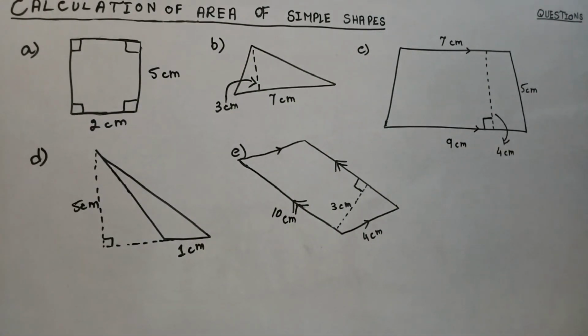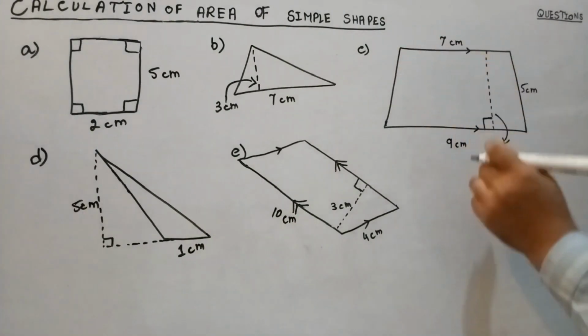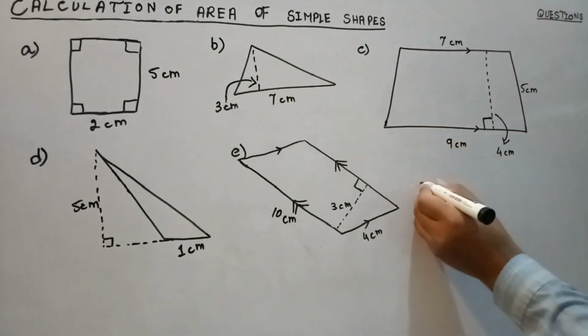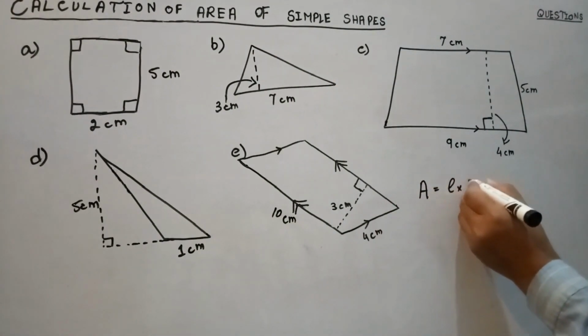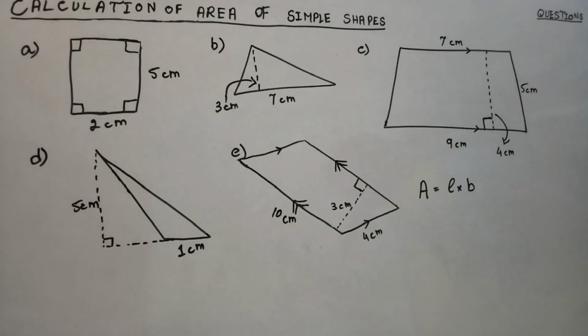I have taught you in the previous videos about the areas and formulas of all of these, and also the definition of it. Now we're just applying the formulas to calculate it. Let me write the formula for the area of this rectangle. Area is equal to length multiplied by breadth. So what is the length of this rectangle and what is the breadth?